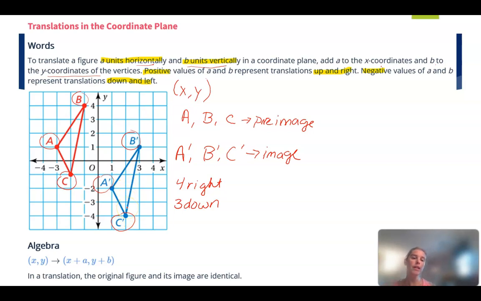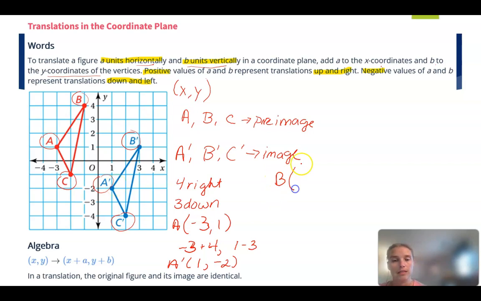So we could take the ordered pairs for A, B, and C, add 4 to the x and subtract 3 from the y, and we're going to get the new coordinates. So if A was -3, 1, -3 plus 4, and 1 minus 3, we now have A prime as, well, what's -3 plus 4? It's 1. And 1 minus 3 is -2. Notice, where is it? 1, -2.